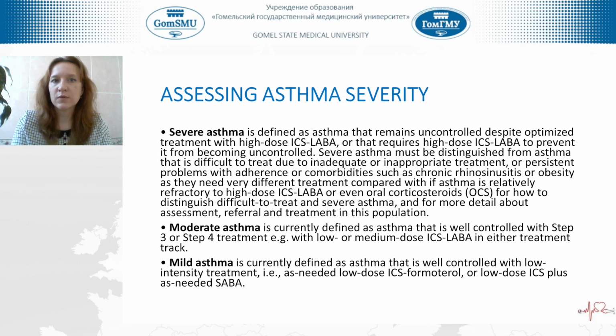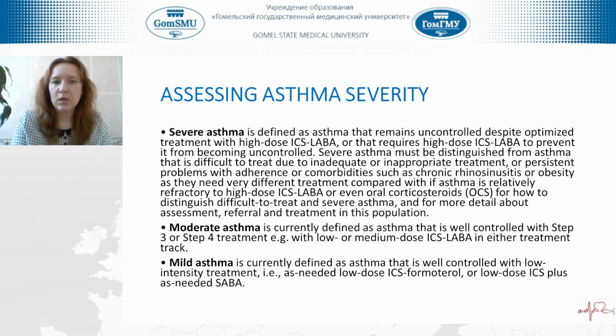Severe asthma is defined as asthma that remains uncontrolled despite optimized treatment with high dose inhaled glucocorticoids and LABA, or that requires high dose glucocorticoids and LABA to prevent it from becoming uncontrolled. Severe asthma must be distinguished from asthma that is difficult to treat due to inadequate or inappropriate treatment, or persistent problems with comorbidities such as chronic rhinosinusitis or obesity, as they need very different treatment compared with asthma that is relatively refractory to higher dose glucocorticoids and LABA, or even oral glucocorticosteroids. For how to establish difficult to treat and severe asthma, and for more detail about assessment.